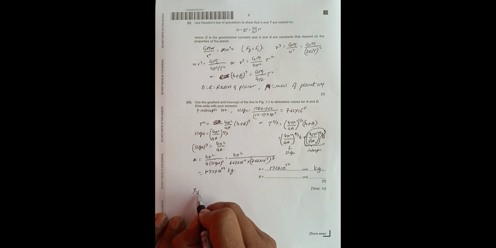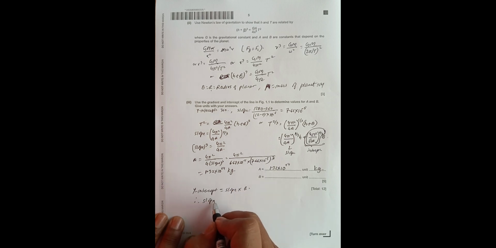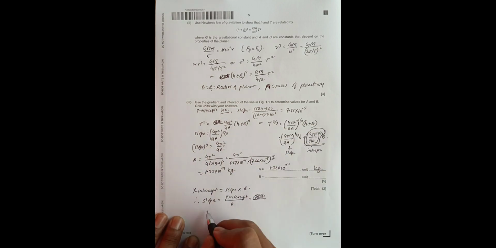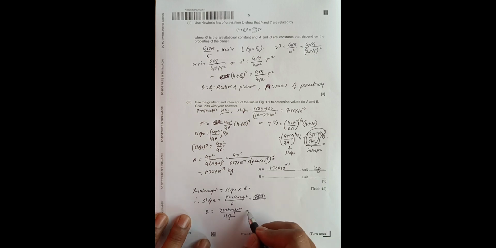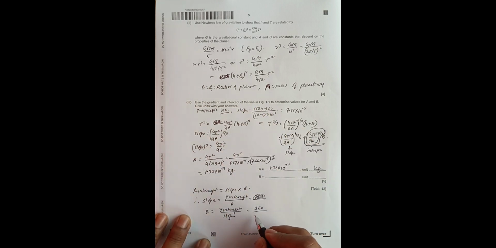Next, I have to find the intercept. So what I have is this 4 pi square by GA power 1 by 3, this whole thing is equal to slope. So y intercept is equal to slope into b. Therefore, slope is equal to y intercept by b. So b is equal to y intercept by slope, and the y intercept is 360, which I have found here, divided by the slope, which is 7.66 into 10 to the power minus 5.